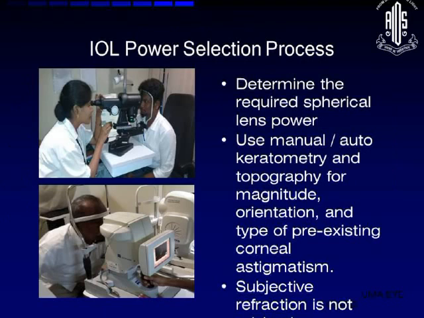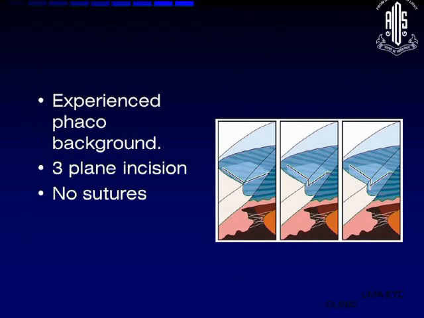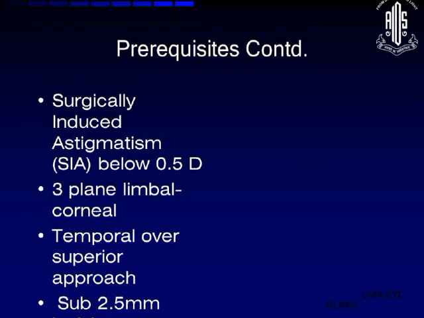And IOL power selection. Determine the required spherical lens power. And already the Bible is to use the manual keratometer. And definitely subjective refraction is not advised because of various changes. The experienced surgeon would use a 3-plane incision, already shown, no sutures, and the surgically induced astigmatism should be below 0.5. If you're really good, 0.2 is great.